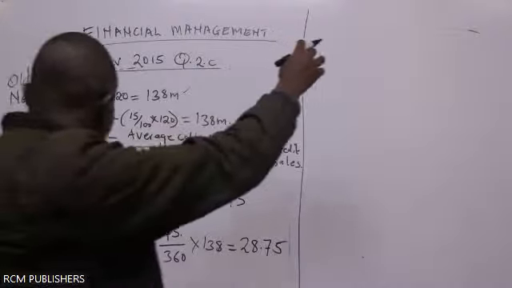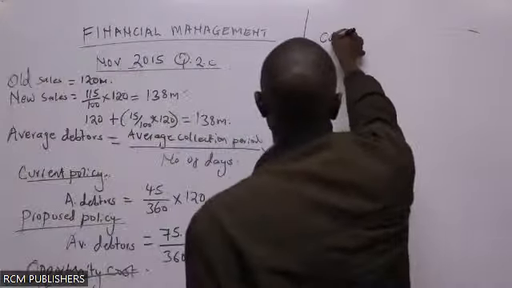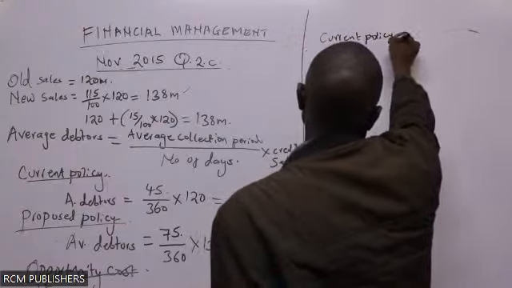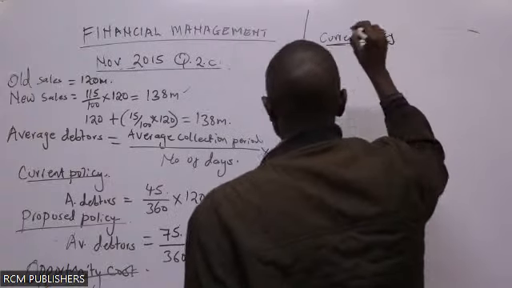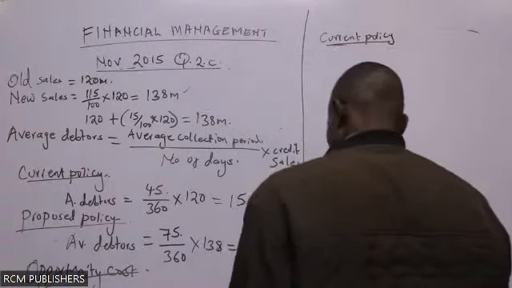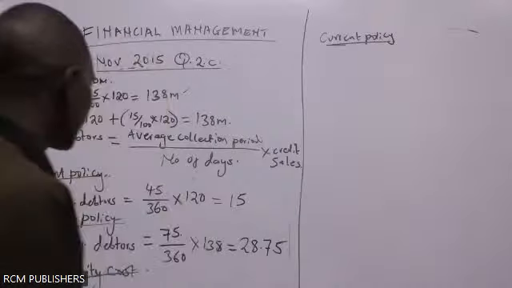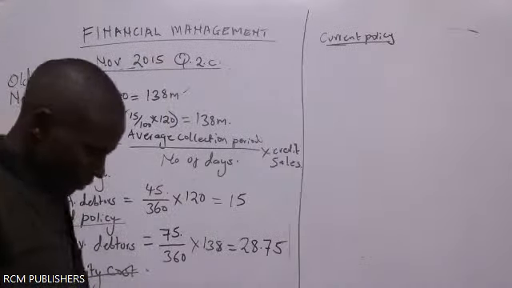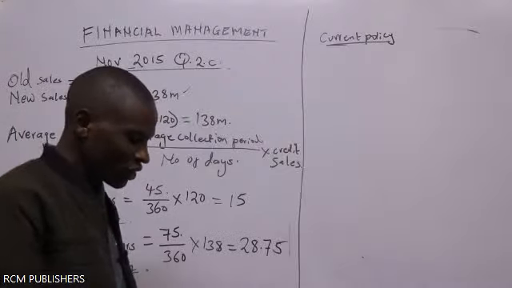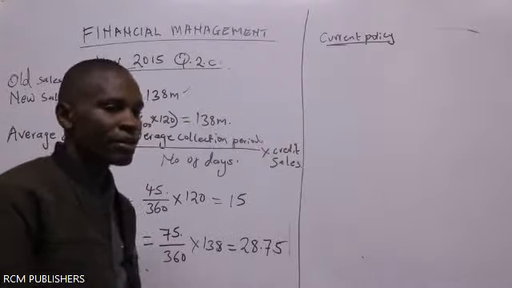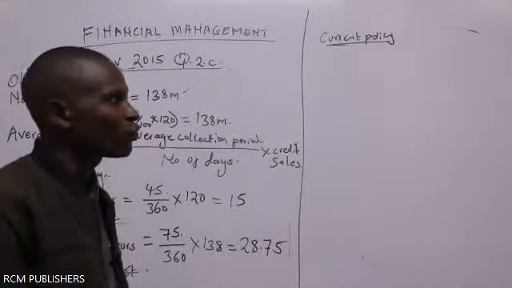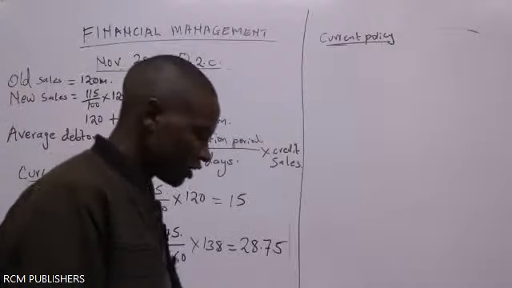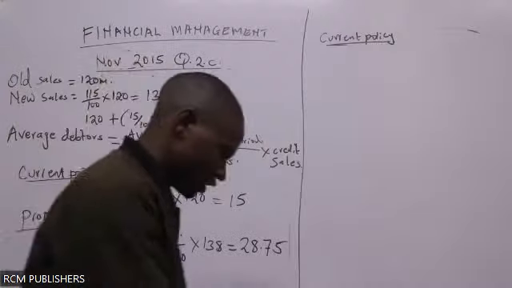So let me use this side for the current policy. Opportunity cost for the current policy. How are we going to get the opportunity cost? Opportunity cost is given by the return. So we need to see the return of the current policy and the return of the other policy. That is what we need.